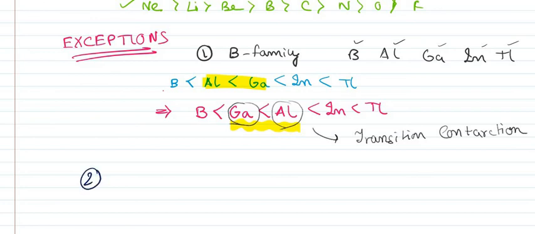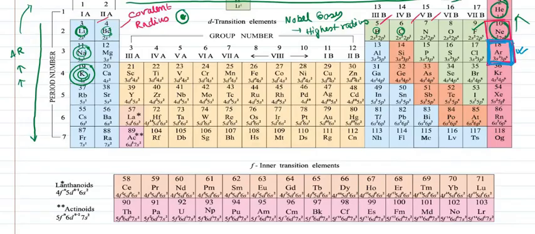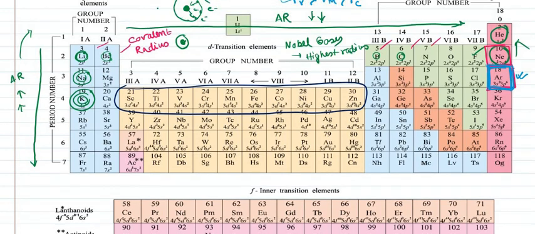Exception number 2 is the 3D series. This is a very important exception. I'll show you now. What is the 3D series? 3D series is right here. It's the 3D series. Okay. Now what do you expect? As we go in a period, the atomic radius should decrease. Scandium should have the highest atomic radius, zinc should have the lowest. Now let's see what actually is the trend.